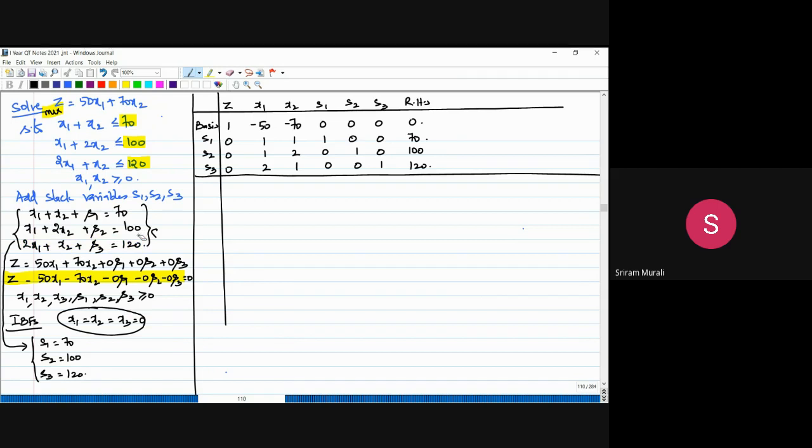Having written this, what is the first step in the matrix? We want to find the most negative in the objective row. What is the most negative? Minus 70. So this is the incoming variable. Mark it as the key column. So compute the ratio corresponding to the basis: right hand side divided by the respective key column element. 70 by 1, 100 by 2, 120 by 1. The least positive in the ratio is this, 50. And the pivot element is 2.